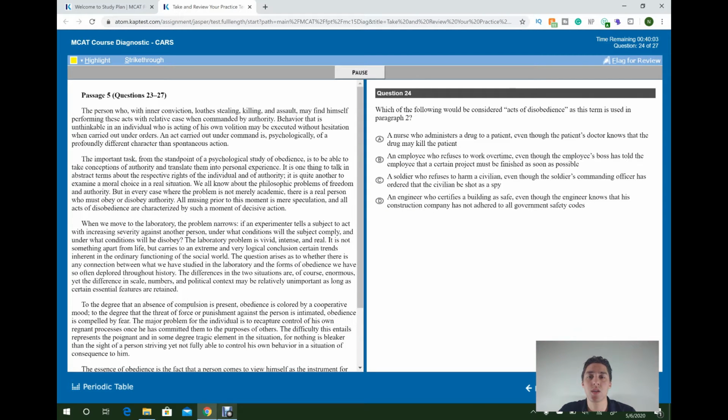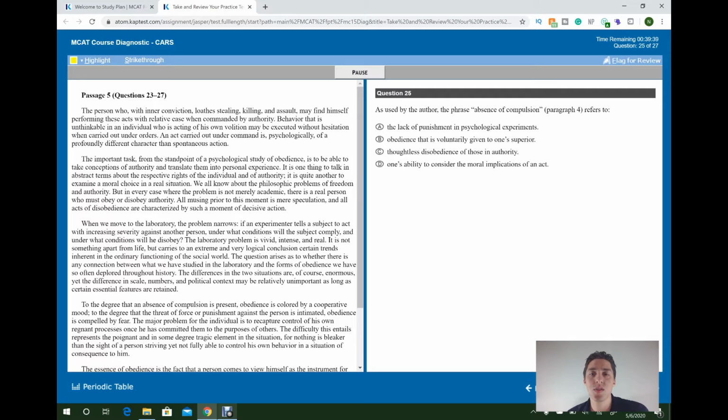The next question, which of the following would be considered acts of disobedience as the term is used in paragraph 2? So we're going to write P2. I'm just going to write disobedience. So I know that when I see the word disobedience in paragraph 2, I need to slow down and I can answer that question as soon as I finish paragraph 2.